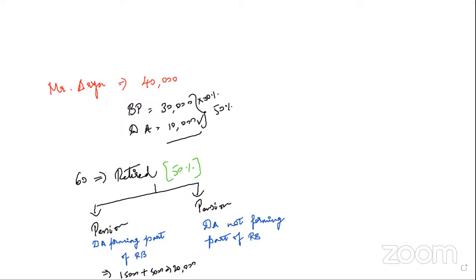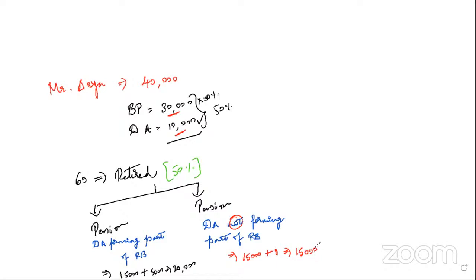Next case, DA is not forming part of retirement benefits. In that case, he receives 50% of basic pay only. The figure is going to be 15,000. He is not going to receive anything from DA, because DA is not forming part of retirement benefits. It's zero. That's why his pension after retirement is going to be 15,000.